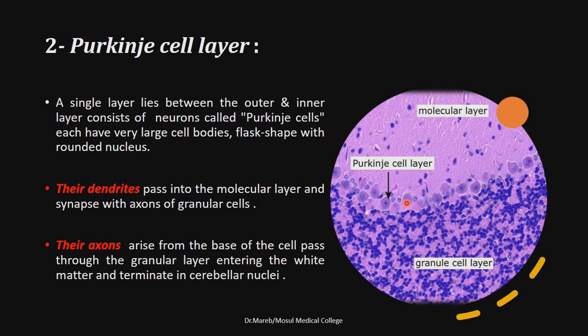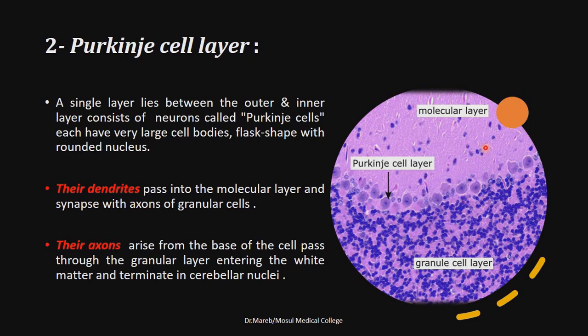Their dendrites pass into the molecular layer and make synapses with the axons of the granular cells. The axons of granular cells extend to the molecular layer, and they synapse with the dendrites of the Purkinje cell. Their axons arise from the base of the cell, pass through the granular layer, enter down to the white matter, and terminate in the cerebellar nuclei, the 4 cerebellar nuclei that we mentioned before.